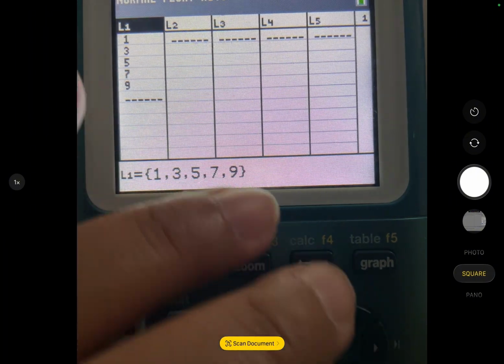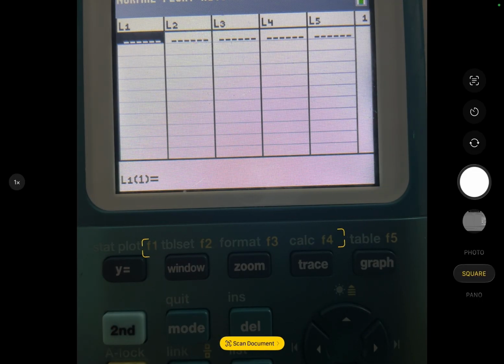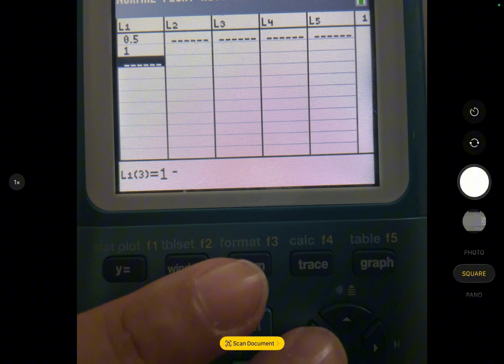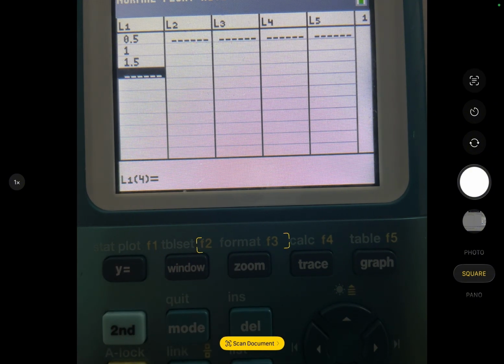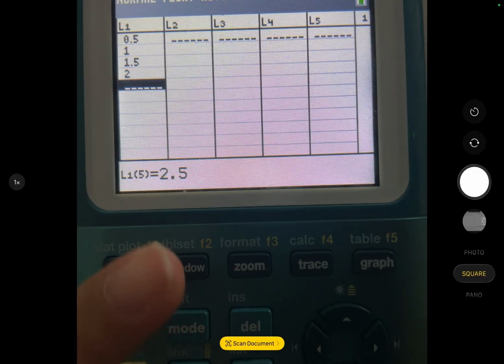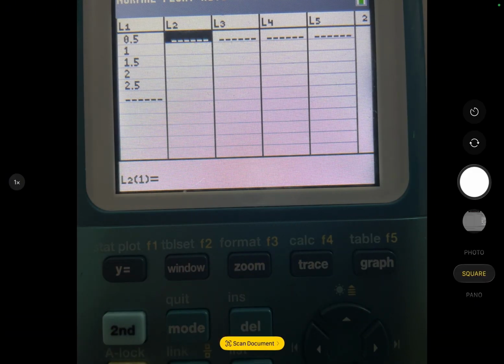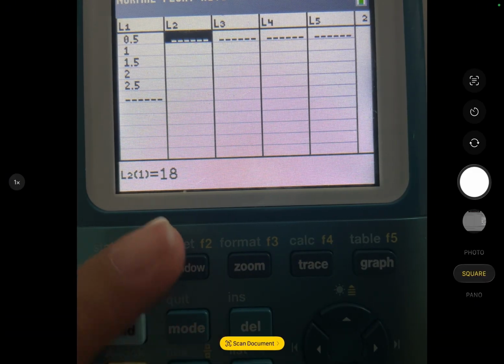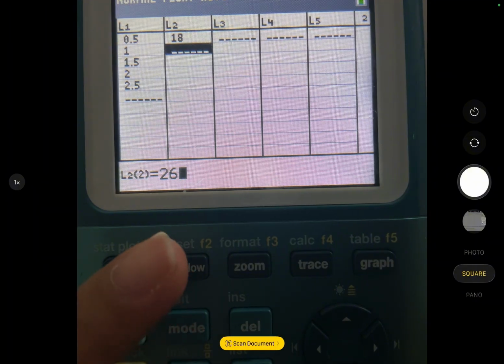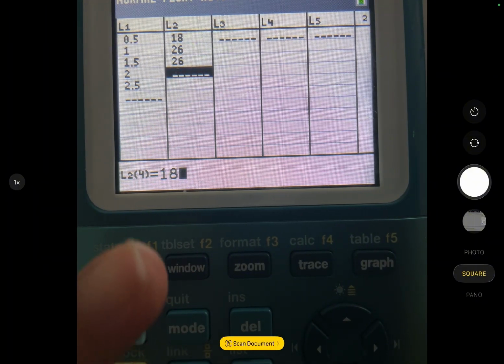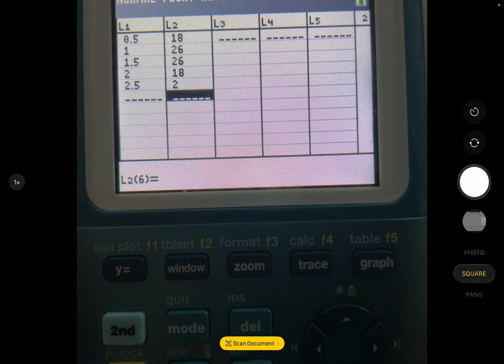Have you already put those numbers in? Yeah. Are you sure? How do you get there again? Stat, edit. Stat then edit. Then stat and quadratic reg. Did you already put your points in? Yeah. I don't see it.